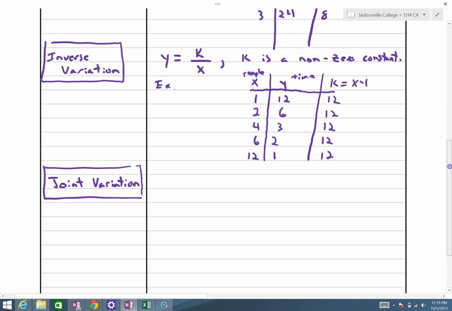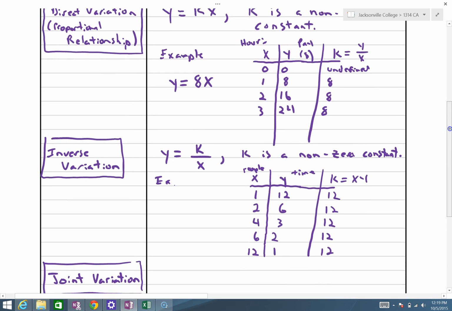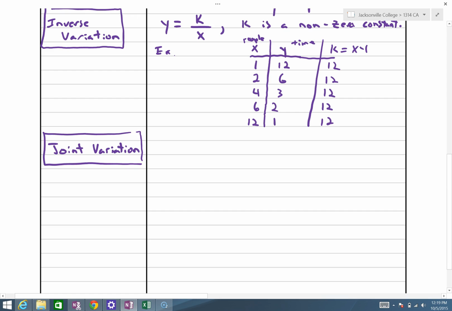And a joint variation is just more than one of these direct variations. When one variable varies directly with two or more. For us, it'll be strictly two other variables.